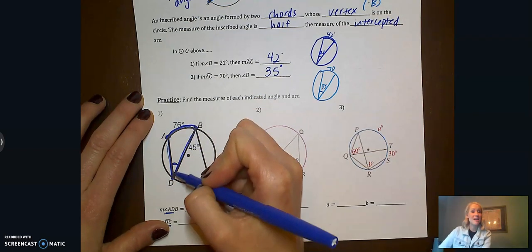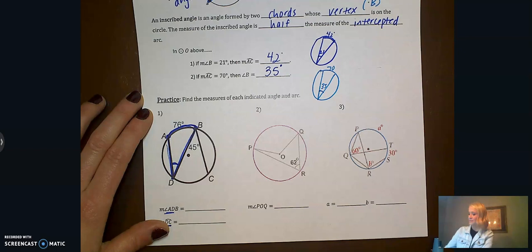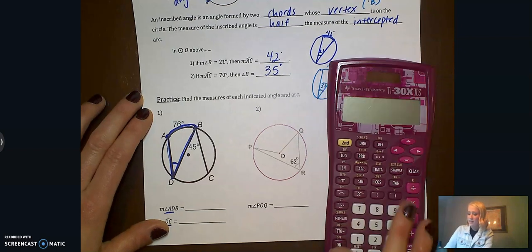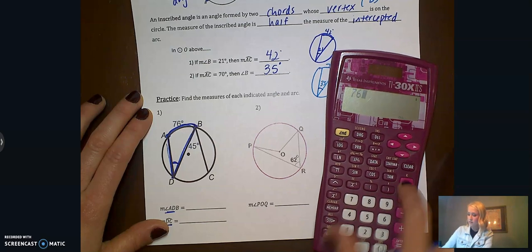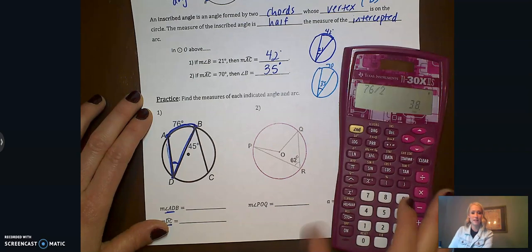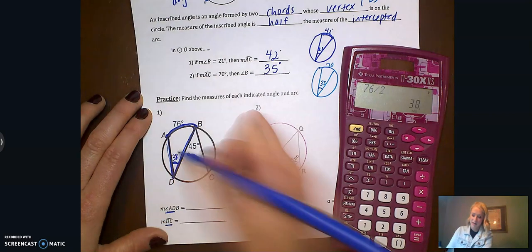Okay, the angle is half of the arc. So we'll show you for visual sake. I just have to do 76 divided by 2. And this guy would be 38.